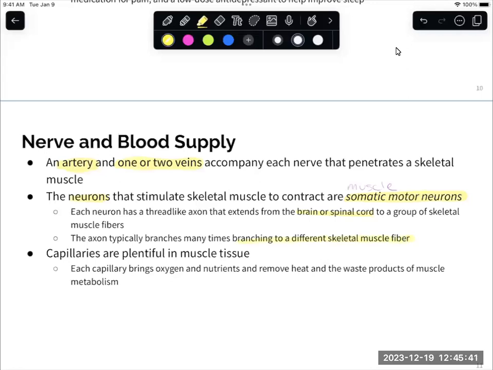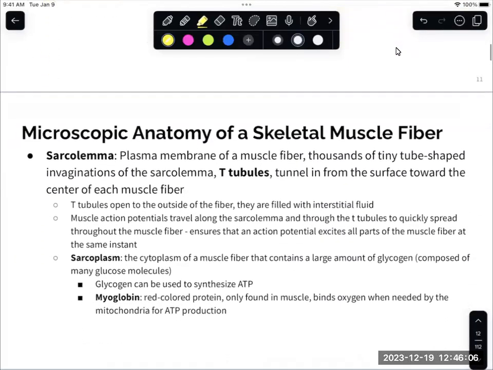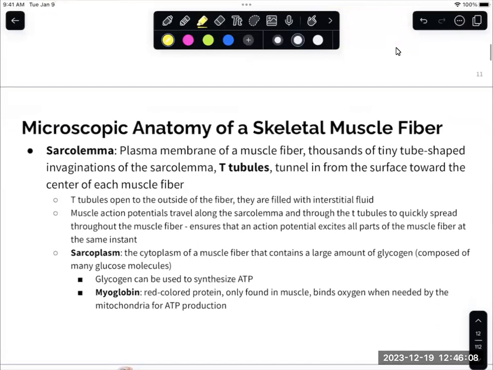These arteries are going to break down into capillaries. Those are our smallest blood vessels, because they're bringing oxygen and nutrients and they're removing heat and waste products from muscle metabolism. We'll go through some of these waste products today, and you'll go through them in a lot more detail in anatomy too when you talk about metabolism. So we're going to go down to the very microscopic level.